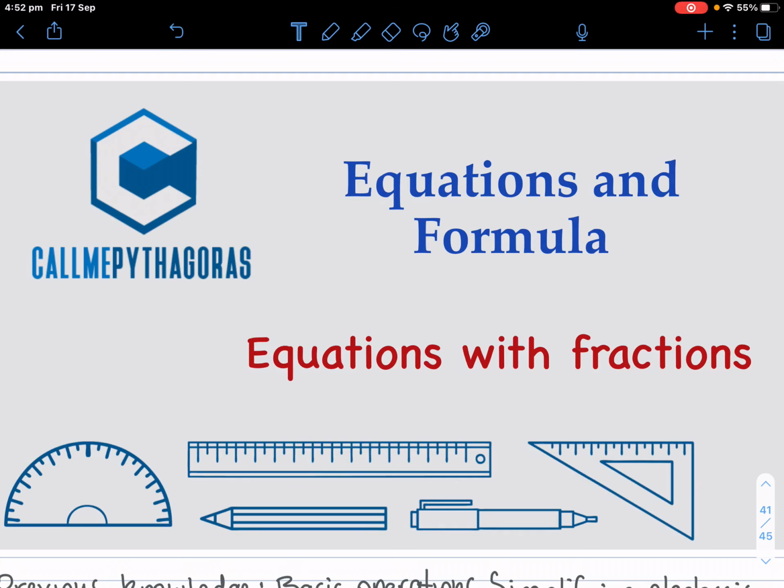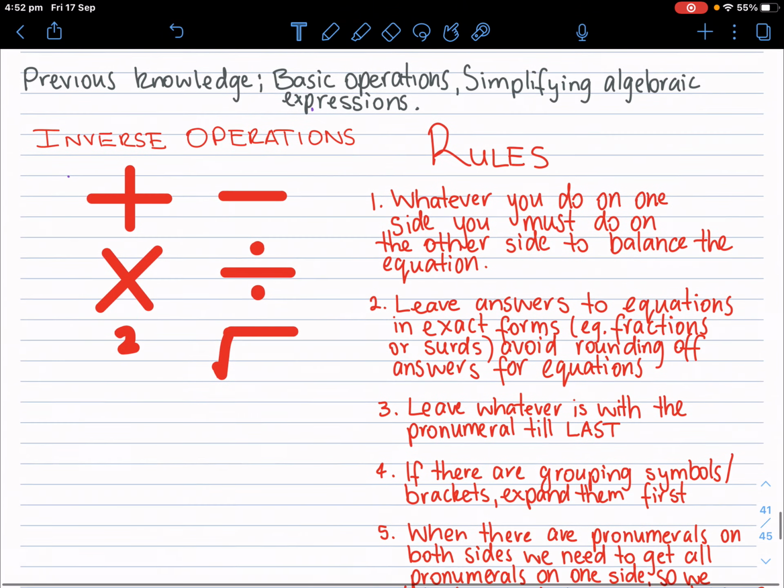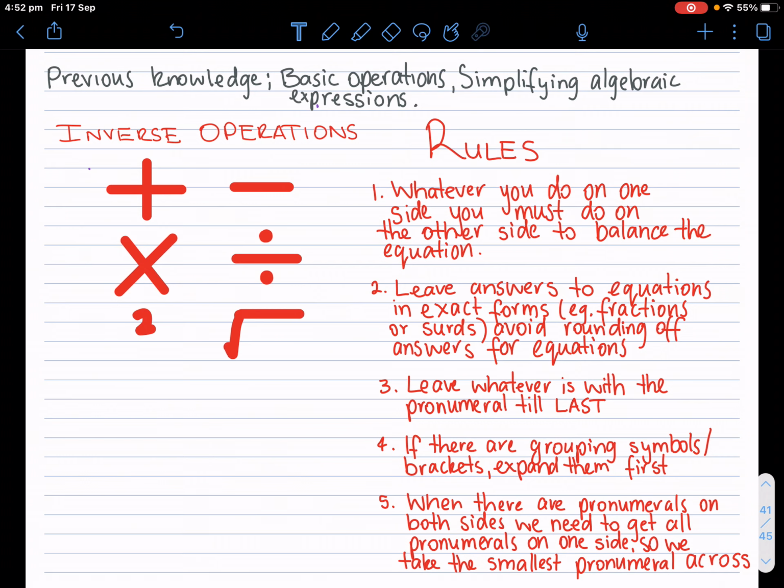Hey guys, so today we're going to deal with equations with fractions, or involving fractions, as part of equations and formulas. Let's start. So as you know from previous knowledge, we have inverse operations, which are the opposites that we use in order to get the pronumeral by itself.